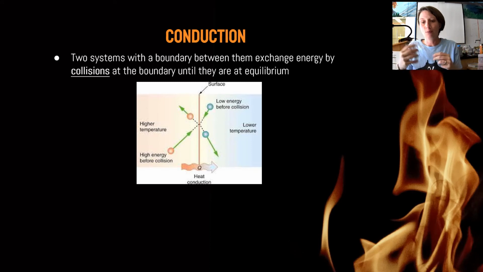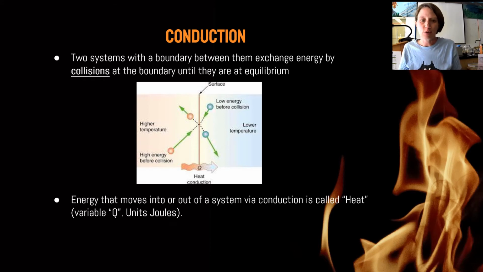So over time, the high energy side loses energy. The low energy side gains energy until eventually they reach equilibrium, at which point they have the same average kinetic energy, or the same temperature. So over time, things are going to reach the same temperature by this process.